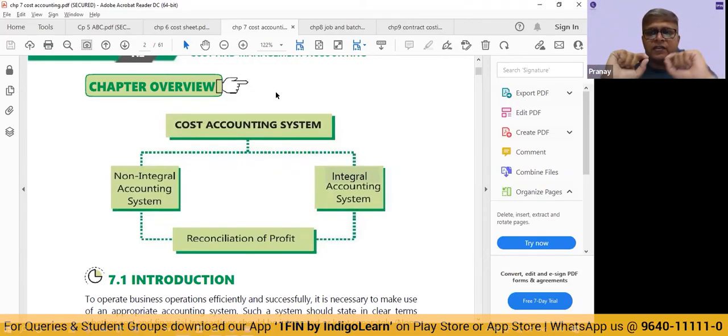We only know that we have produced, we have sold. So if we are keeping that distinction, we are going to call it non-integral accounting. If we are not keeping that distinction, maintaining everything jointly, we call it integral accounting.